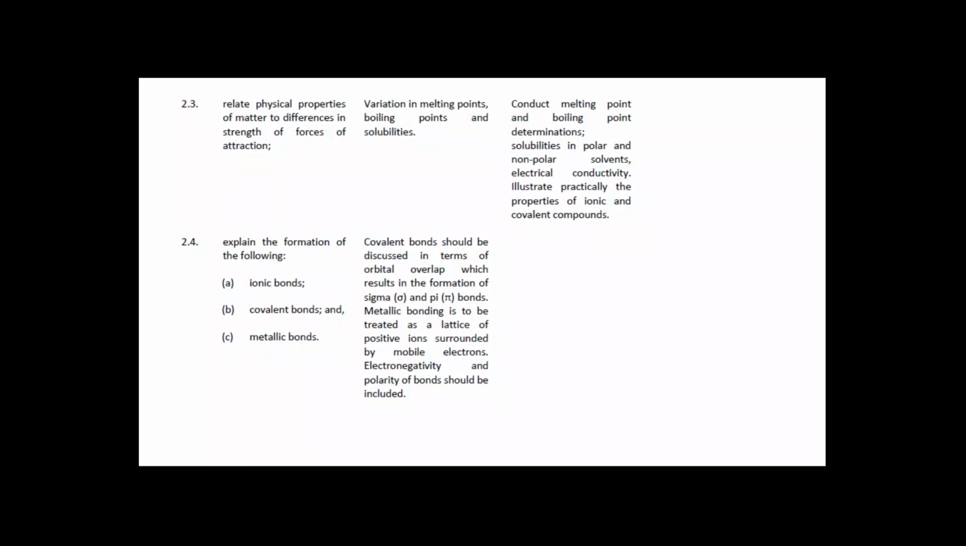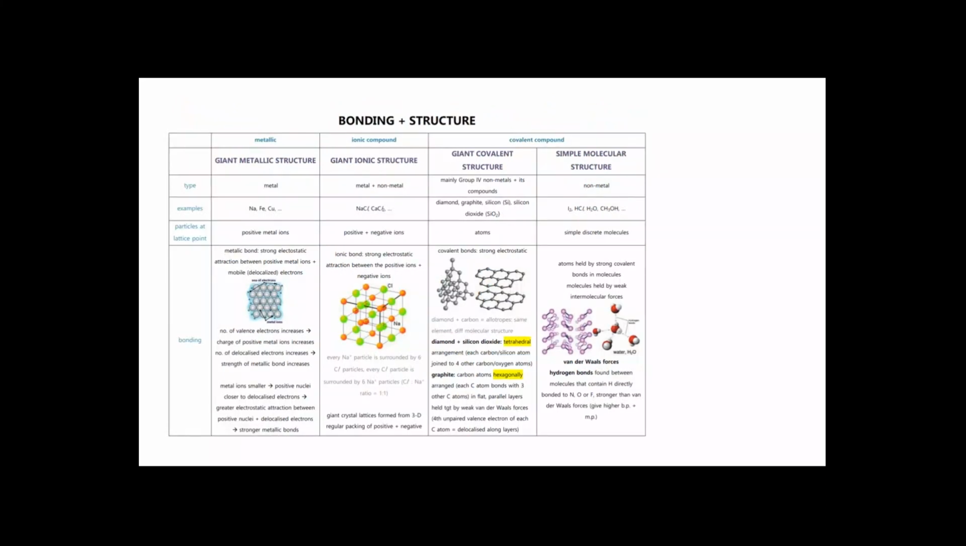And covalent bonds are going to be discussed in terms of overlap between orbitals, which can be sigma bonds or pi bonds. I'm going to mention those. Metallic we've already looked at. So, giant metallic structure. These form metals. For ionic compounds, these are formed between a metal and a non-metal. And giant covalent structure.